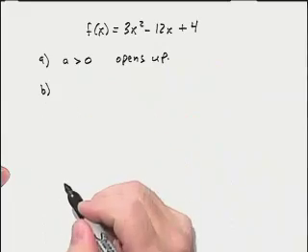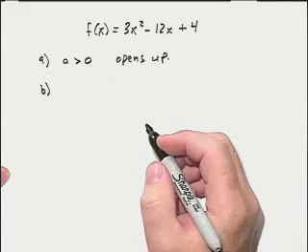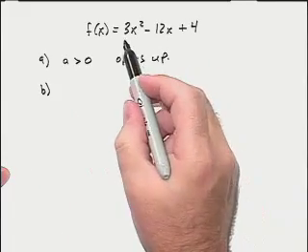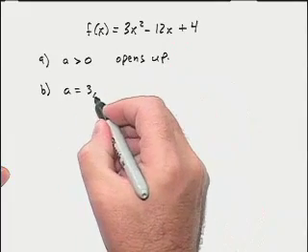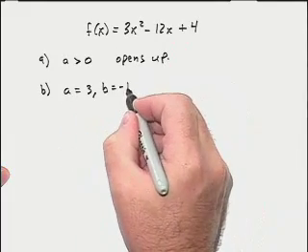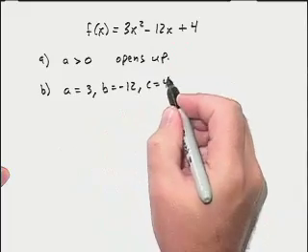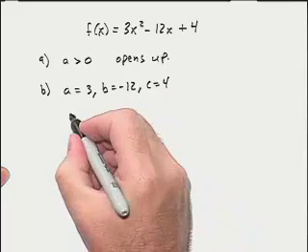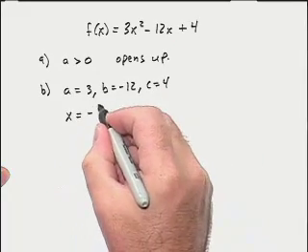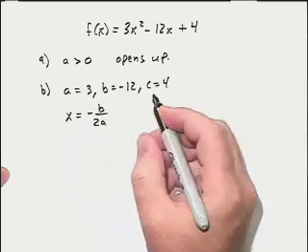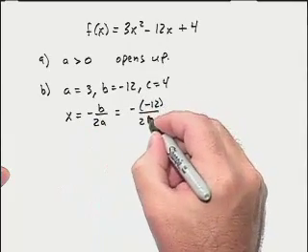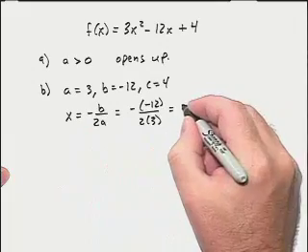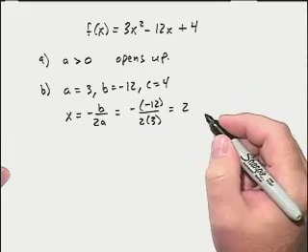On to part B, we want to determine the vertex. To find the vertex, we need to first identify the coefficients of our quadratic function. We have a is equal to 3, b is equal to negative 12, c is equal to 4. The x-coordinate of the vertex is given by x equals negative b over 2a. So we'll have negative 12 over 2 times 3, which will give us a positive 2.